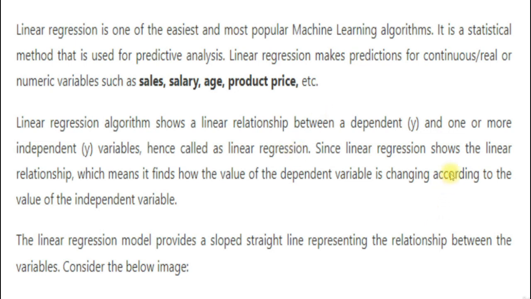Linear regression shows a linear relationship, which means finding how the value of the dependent variable changes according to the change in the value of the independent variable. The linear regression model provides a sloped straight line representing the relationship between the variables.